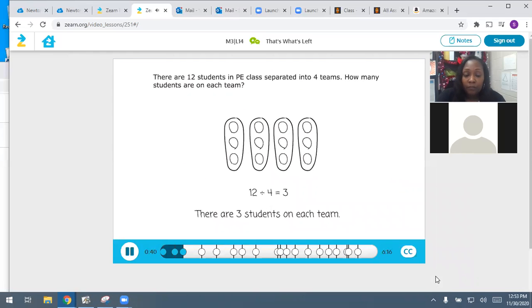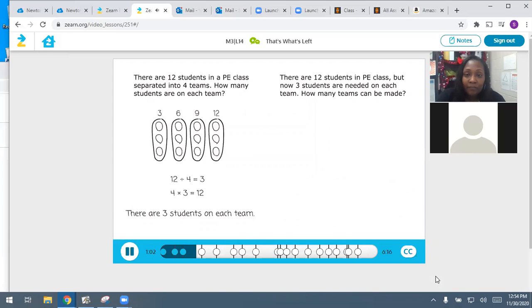I can count by 3 4 times to check my answer. 3, 6, 9, 12. Correct. We can also multiply 4 times 3 to get 12. Does the quotient of 12 divided by 4 tell us the size of the group or the number of groups? The size of the group. Right on.